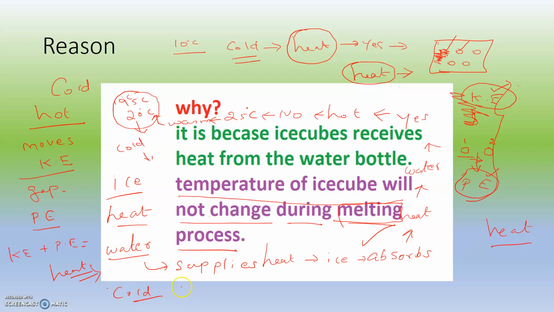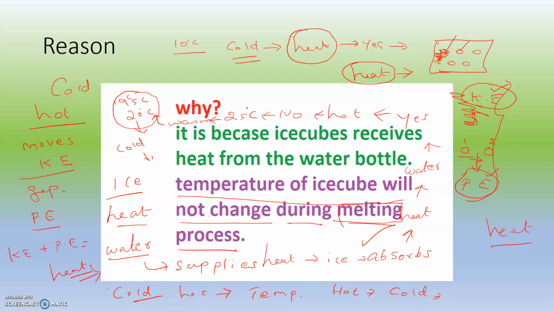So cold or hot is not a measure of heat. Coldness and hotness is known as temperature. If the object is hot, it is called high temperature. If the object is cold, it is called low temperature. Is this clear, my dear friends?